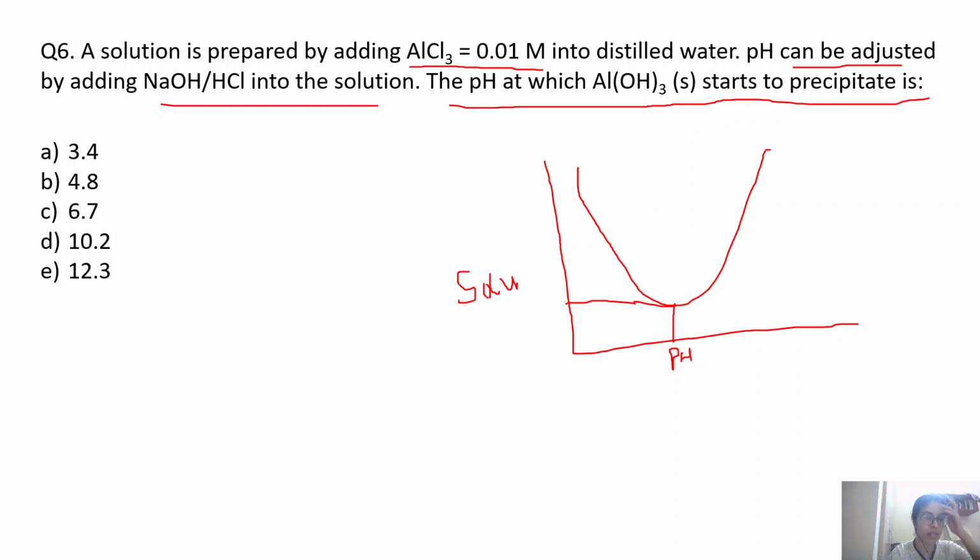I hope you have solved this question. You can match your answer with the solution. So the answer will be that at pH 4.8 it will start precipitating. Okay, so this pH is 4.8. And how we got to this pH, we'll check. Not 48, it's 4.8.